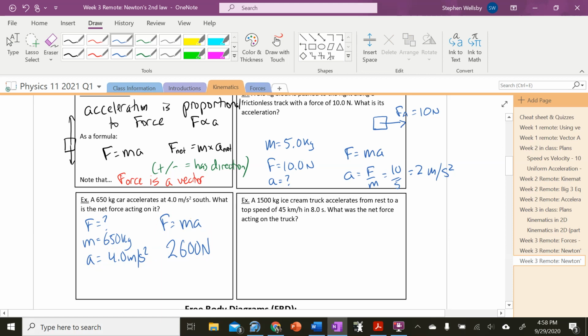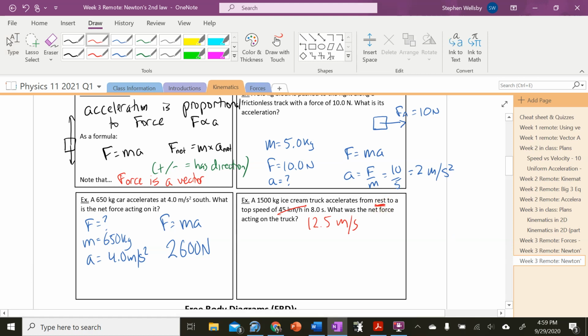And lastly, a 1,500 kilogram ice cream truck accelerates from rest to a speed of 45 kilometers per hour in 8 seconds. Well, the first thing we need to do is convert this. So 45 kilometers per hour divided by 3.6 gives us a value of, just one moment, 45 divided by 3.6, 12.5. So this is 12.5 meters per second, and it's from rest, so we've got that extra bit of information there.